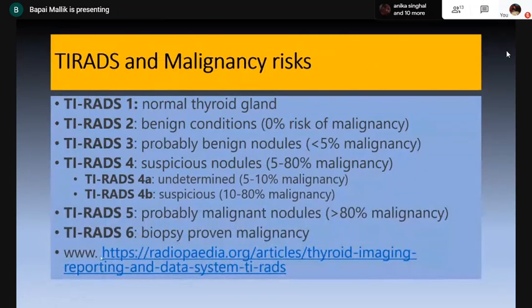So what about TIRADS and malignancy risk? Actually, we say 5, but there are actually 6 TIRADS. Now this might be a bit confusing. TIRADS 6 is not used by the radiologist for giving a diagnosis. TIRADS 6 is a term which is used for a thyroid malignancy which has been proven by biopsy. So we take this one out. TIRADS 1, of course, is an absolutely normal thyroid gland. So we are primarily concerned with TIRADS 2 to TIRADS 5. TIRADS 4 has got other subcategories. And based on this, there are different risks of malignancies.